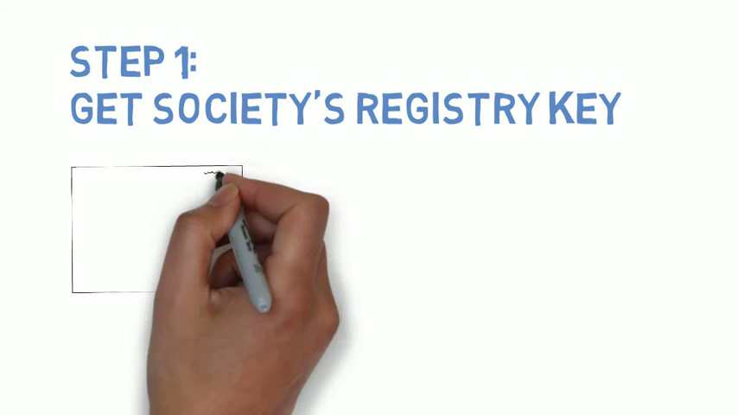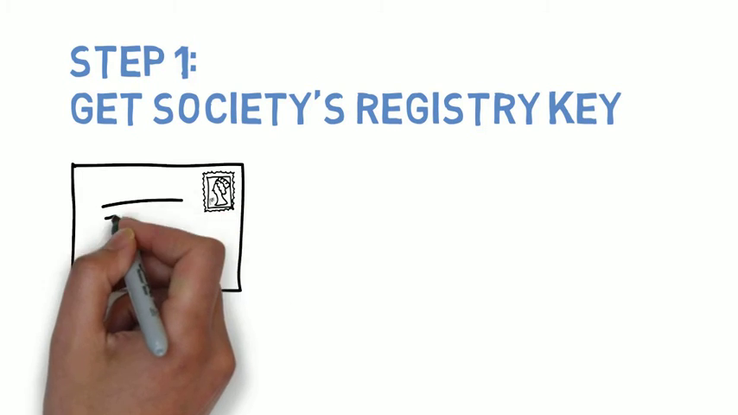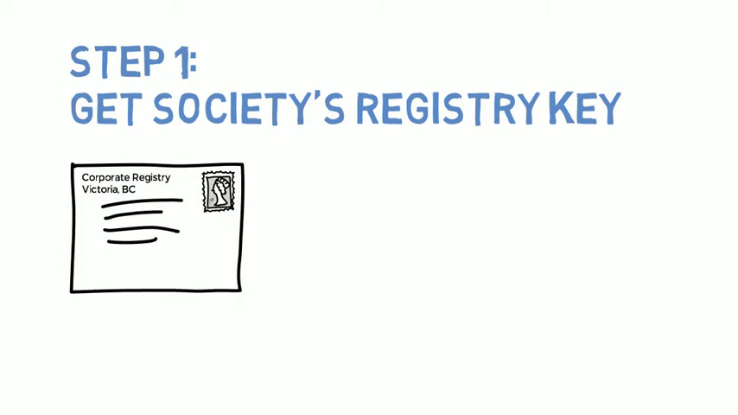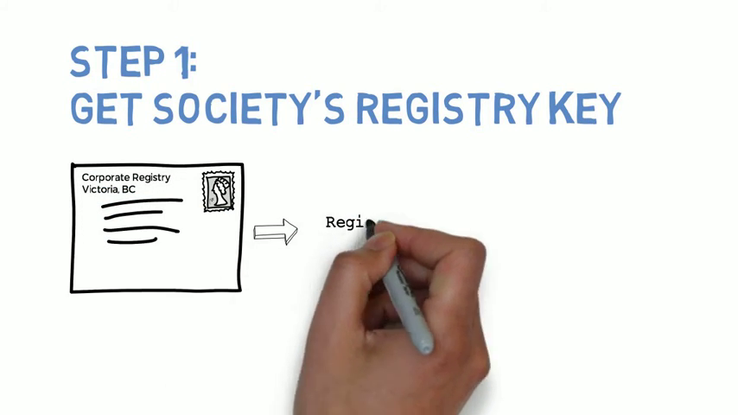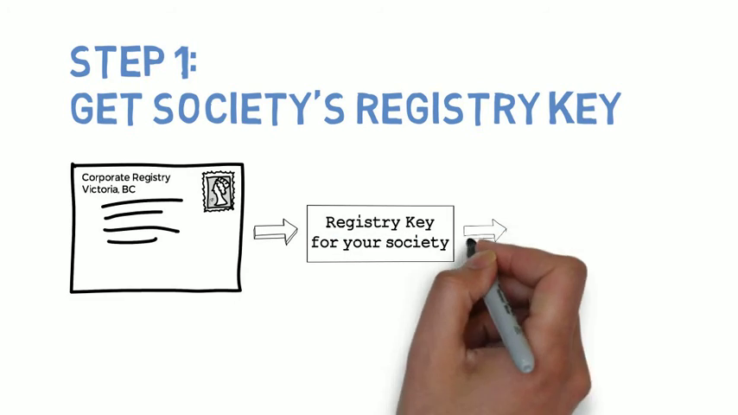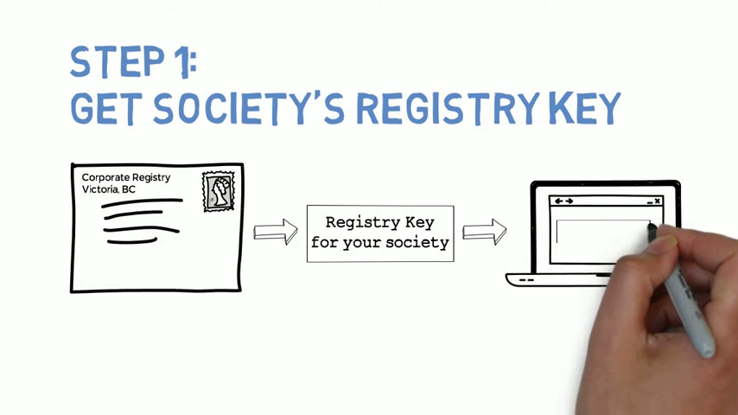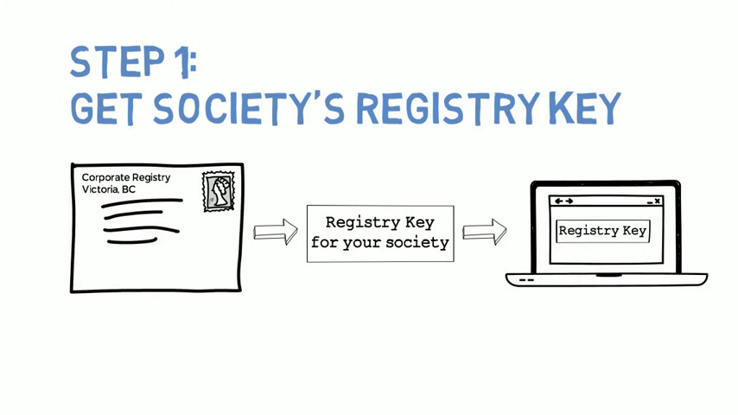Step 1. Get your society's registry key. In November 2016, your society should have received by regular mail an onboarding letter from the corporate registry. This letter included a registry key that is unique for your society. You need to input this one-time registry key to access your society's information in the society's online system. We'll see this in action in a few moments.